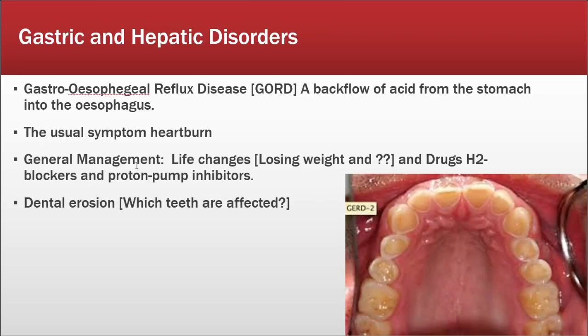Now, gastric diseases and hepatic diseases. The most common is GERD, gastroesophageal reflux disease. It's a backflow of acid from the stomach into the esophagus. The usual symptom is heartburn. Usually we ask patients to lose weight and stop acidic foods, and give drugs like H2 blockers and proton pump inhibitors. Patients would have erosion on the palatal side of the anterior teeth because of the acid reflux that reaches the palatal side of these teeth.